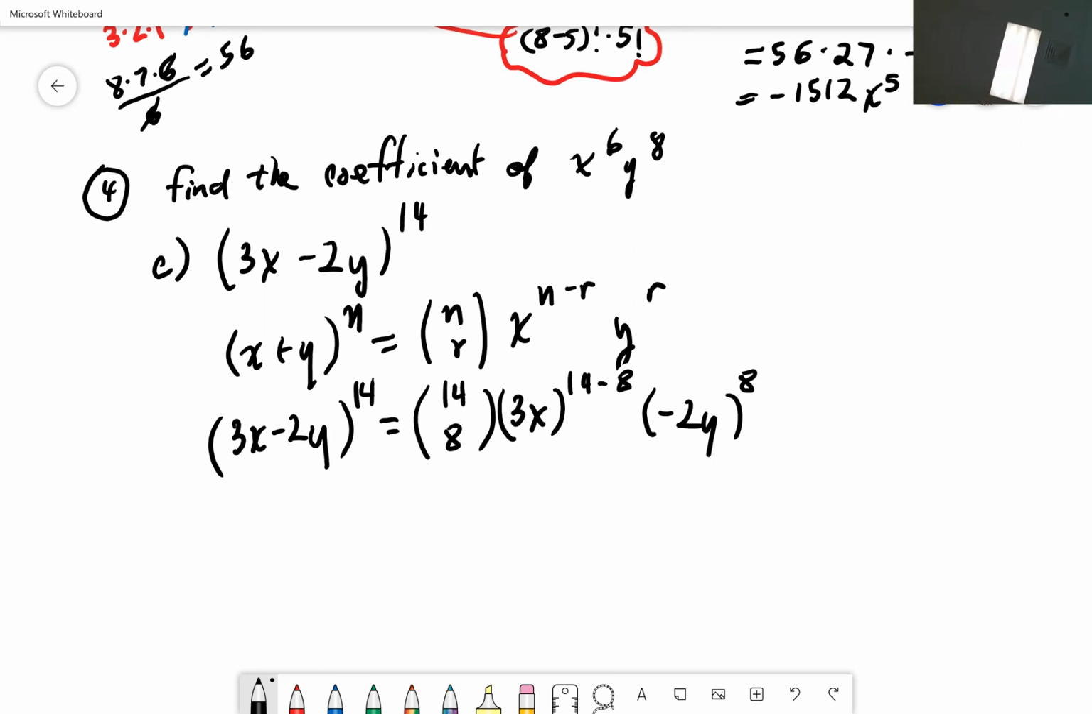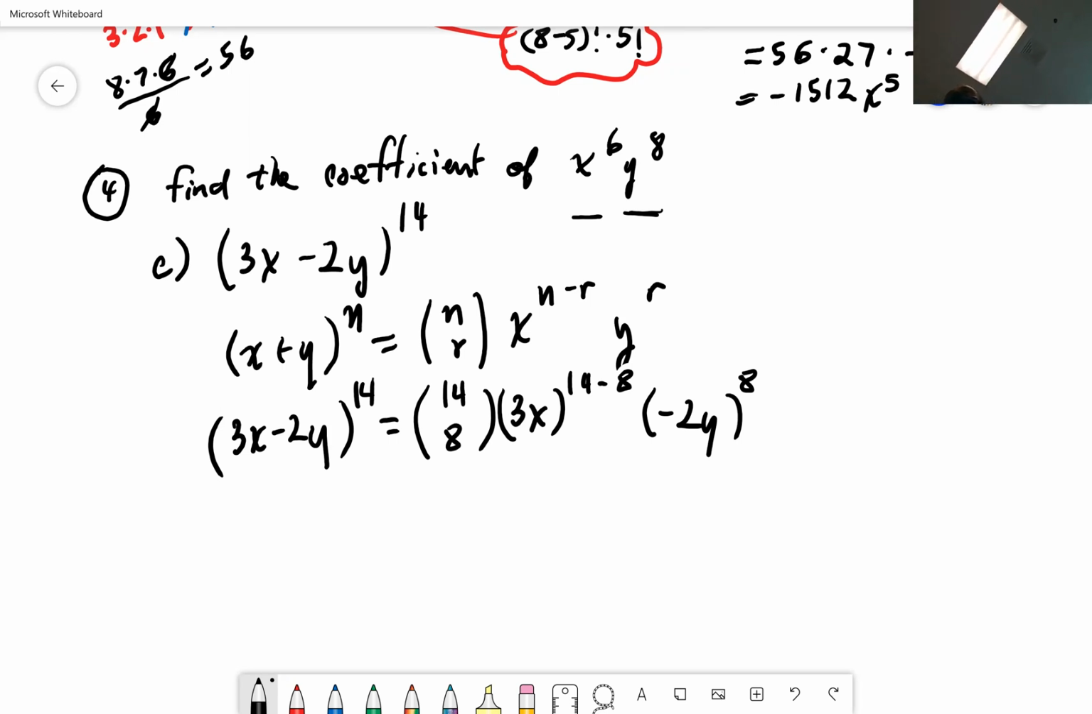Now you have everything. Wait, but why do you need 8? Because the question wants you to get the y to the 8th power and the x to the 6th power. Well, 14 minus 8 is 6. You see that? So you have 14C8.